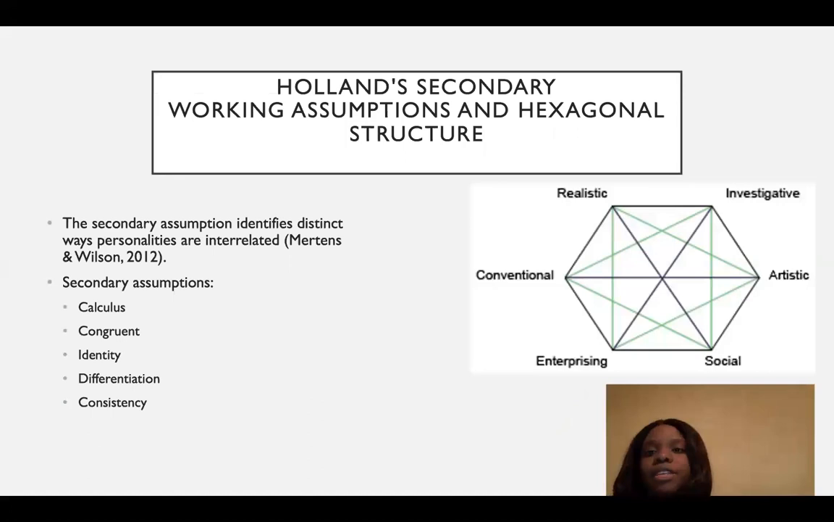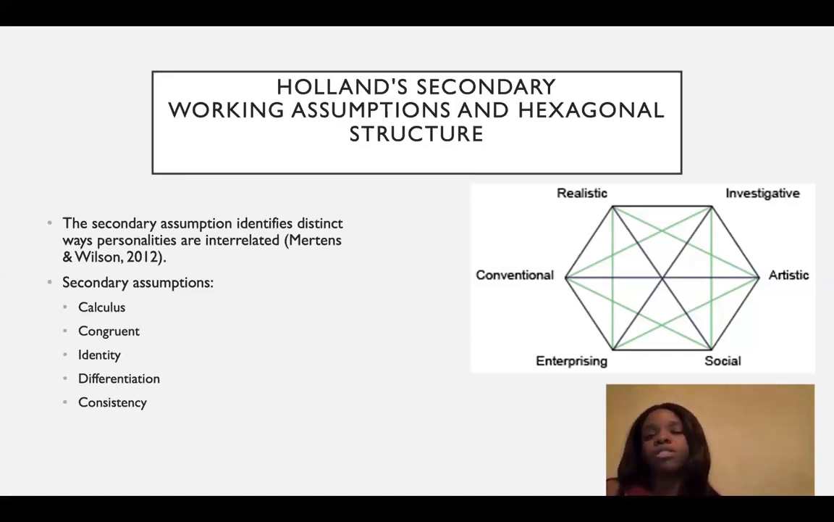Holland believes that there are secondary work assumptions, and those secondary work assumptions will help to identify ways personalities are interrelated. To the right, you will notice a hexagon structure that lists the six personality types. You will see realistic, investigative, artistic, social, enterprising, and conventional. Under the secondary assumption of calculus, Holland believes personalities adjacent to one another will have more in common than personalities opposed. So, for example, if someone with a social personality meets someone with an enterprising personality, they'll have more in common than a social personality meeting a realistic personality.